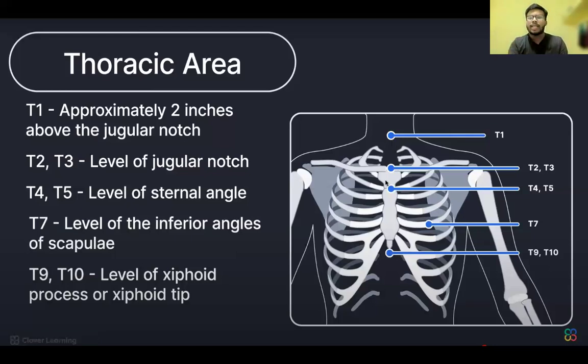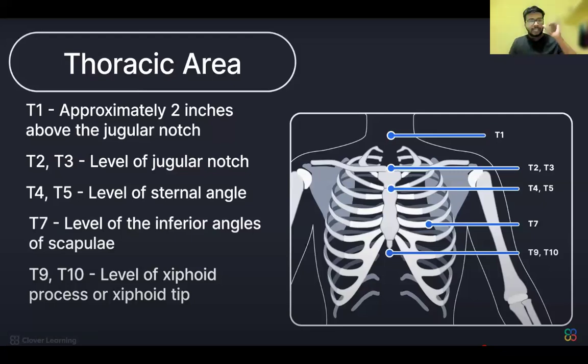And T2, T3 is at the level of the jugular notch. T4, T5 at the level of the sternal angle. At the level of T7, as we discussed, the inferior angle of the scapula. T9, T10 level, we have the xiphoid tip. We have the xiphoid tip at the level of T9, T10.